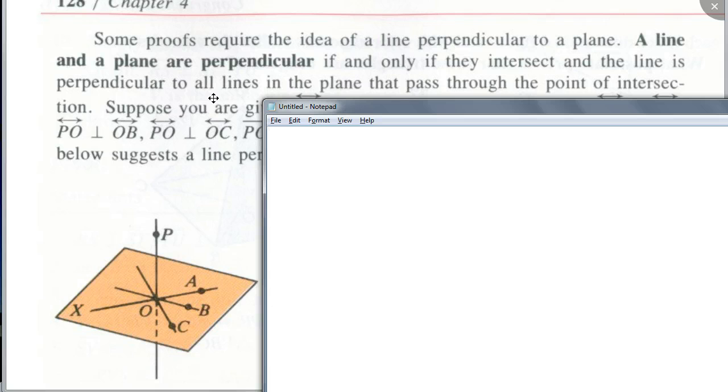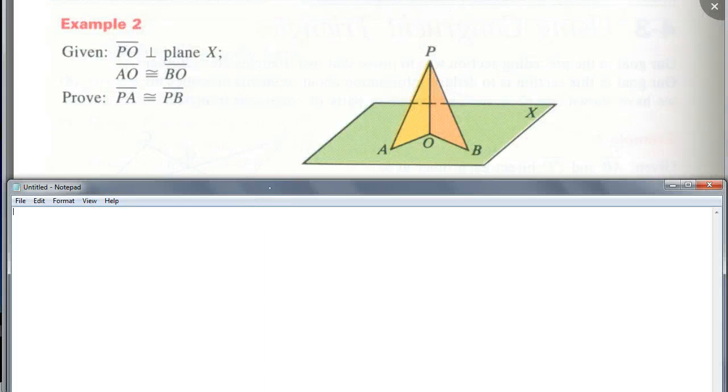Very good. Now this is sort of an interesting definition. This is the definition of what? A line and a plane that are perpendicular. So you would write the definition of a line perpendicular to a plane. Let me choose the example next, and you're going to be using this. Okay, let's go to the example.